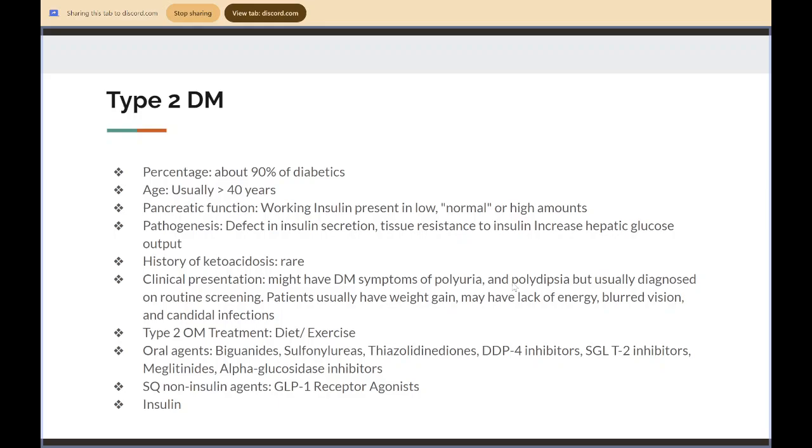Sub-Q non-insulin agents are GLP-1 receptor agonists. These are the ones that are all over social media, and people are using them not just for diabetes, but for their side effect of weight loss. Last but not least, insulin when it is not controlled with oral agents.